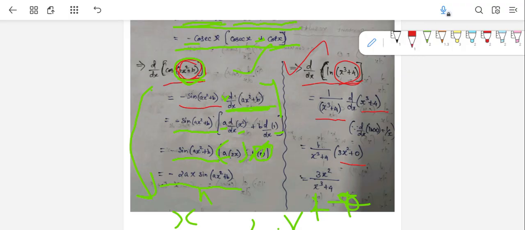For x cube, you can use that x power n formula again. So here you have only 3x square, and this value remains the same, 1 by x cube plus 4. So that's it, simple. The final answer is 3x square divided by x cube plus 4. This is the answer for differentiation of ln of x cube plus 4.